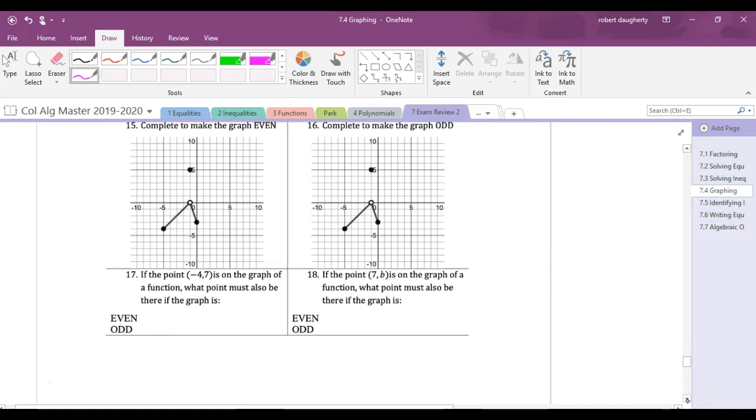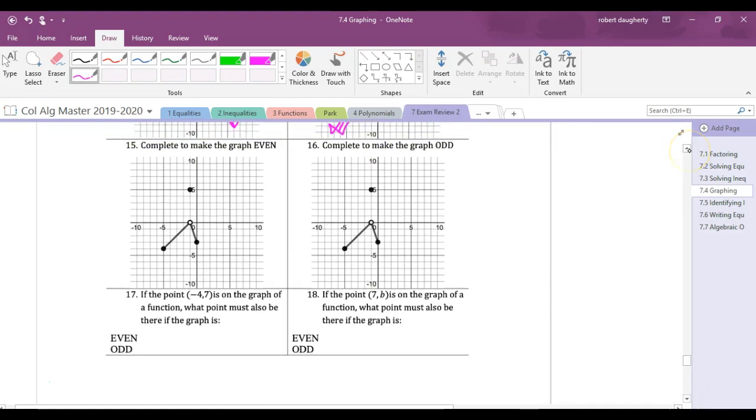Complete to make the graph even, okay? To make the graph even, it needs to be symmetrical on both sides. So I've got to have a matching point right here. And then I've got an open point here. And at 5, -4, I've got a closed point here. So I see this. That makes this an even graph.